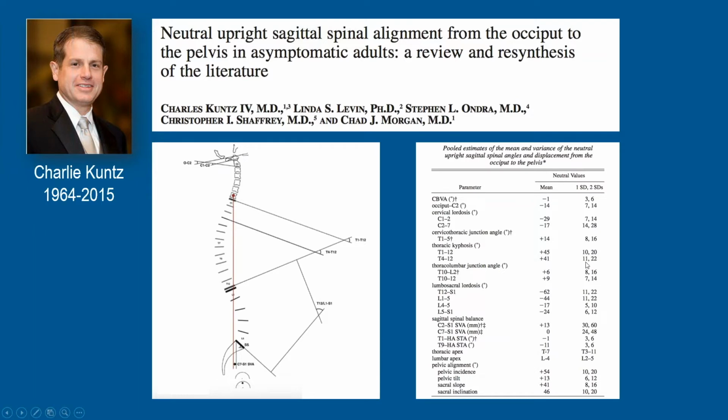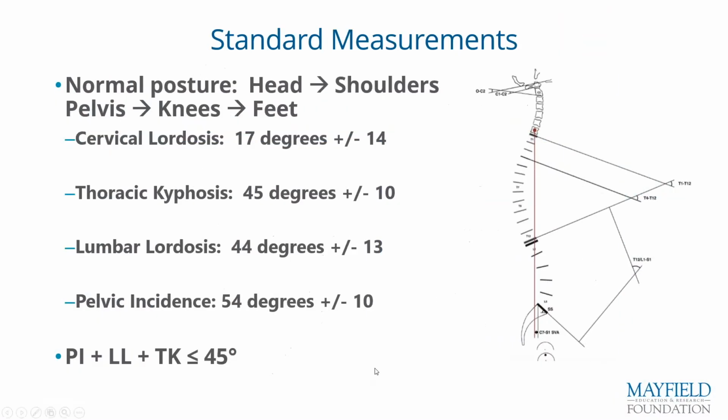So as you can see here in this figure off to the right, this is looking at different angles at every different level in the spine. And this study measured asymptomatic adults in what their curvature was. And we use these measurements today to plan our surgeries out, and I'll show you some examples of this. The normal posture, once again, head over the shoulders, over the pelvis, over the knees, the feet.